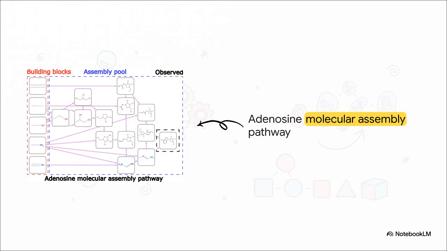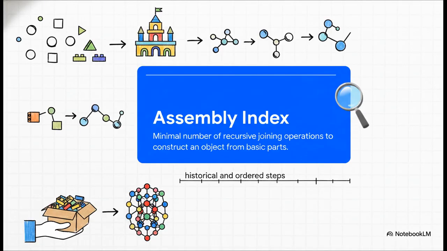Well, chemistry is exactly the same. Looking at the assembly pathway of the adenosine molecule, you can see how complex molecules are built step by step, reusing simpler parts in a highly directional process. This brings us to the first core pillar of the theory, the assembly index.